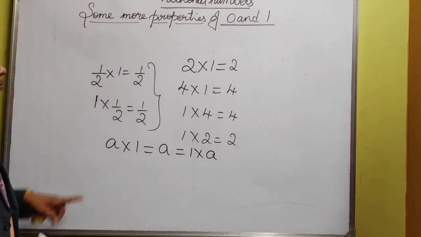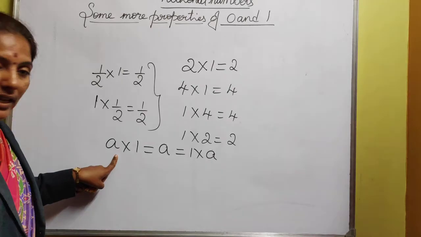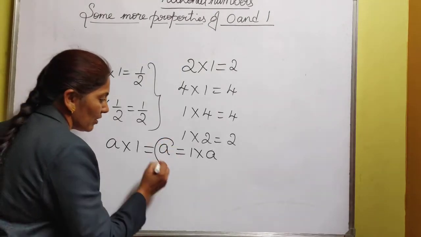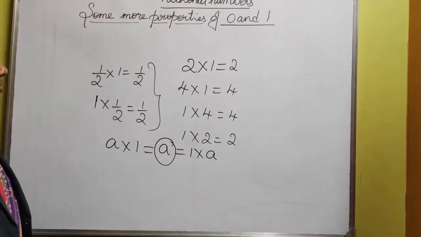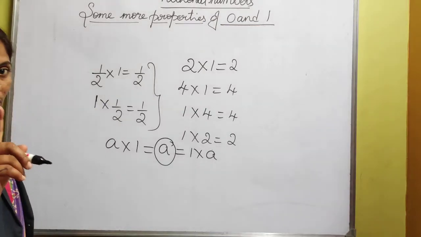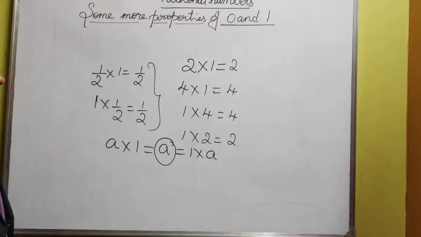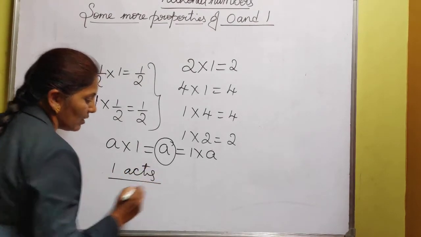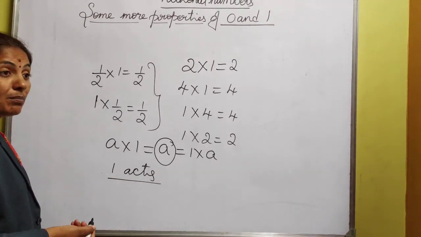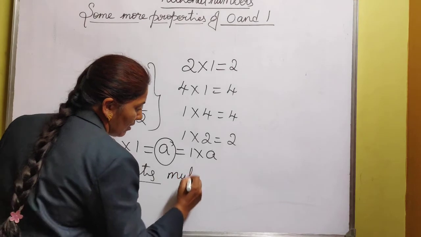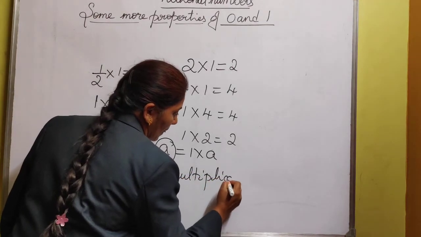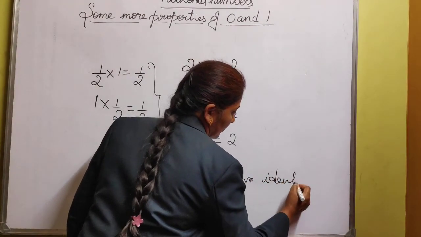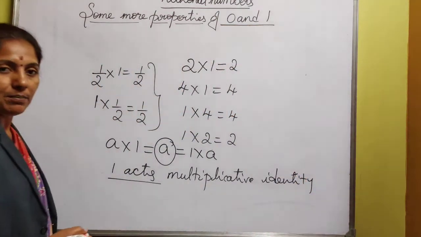So when we multiply 1 by a, or 1 into a, or a into 1, the end product remains the same. This is all about the property of 1. What does it tell us here? 1 is acting as the multiplicative identity. So 1 acts as the multiplicative identity.